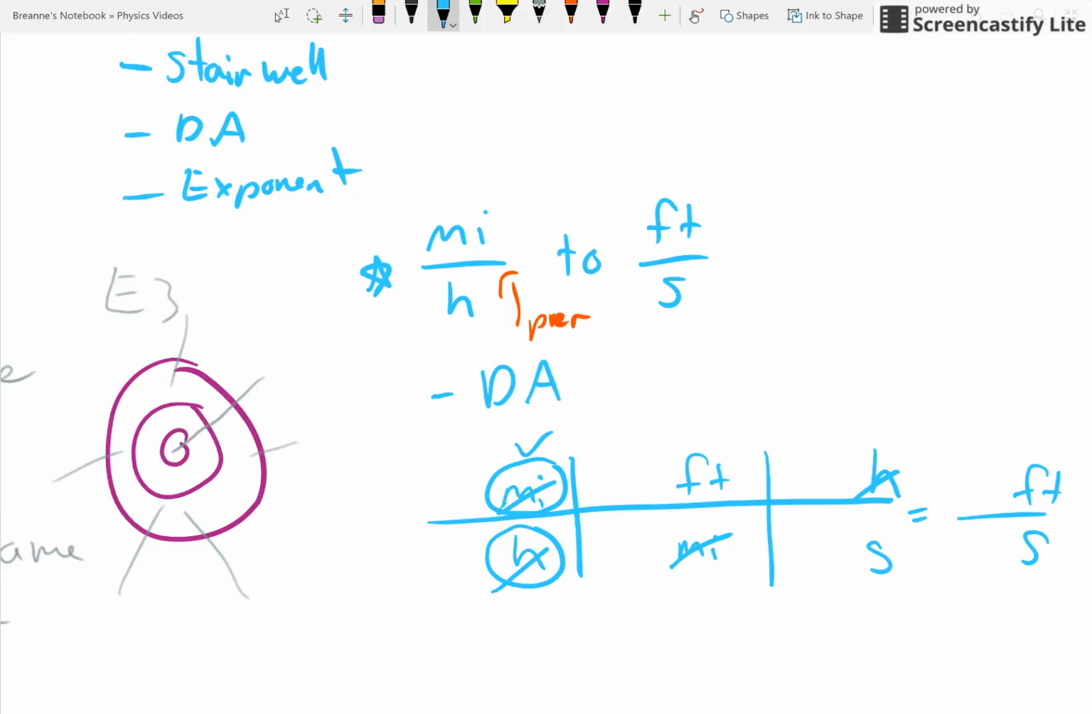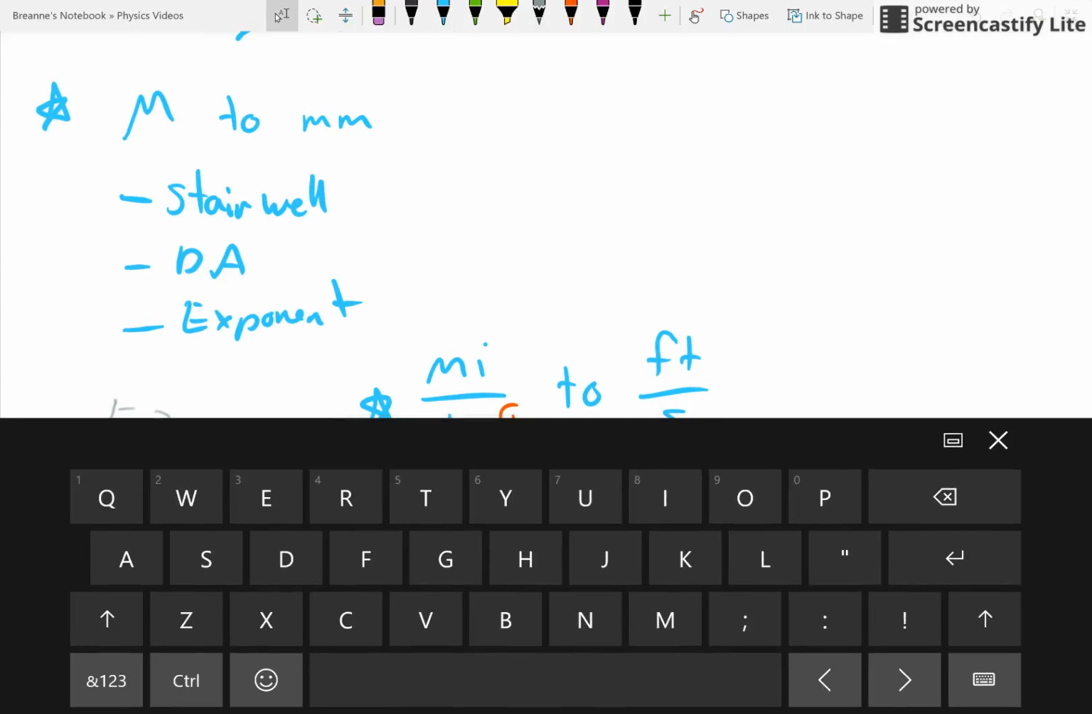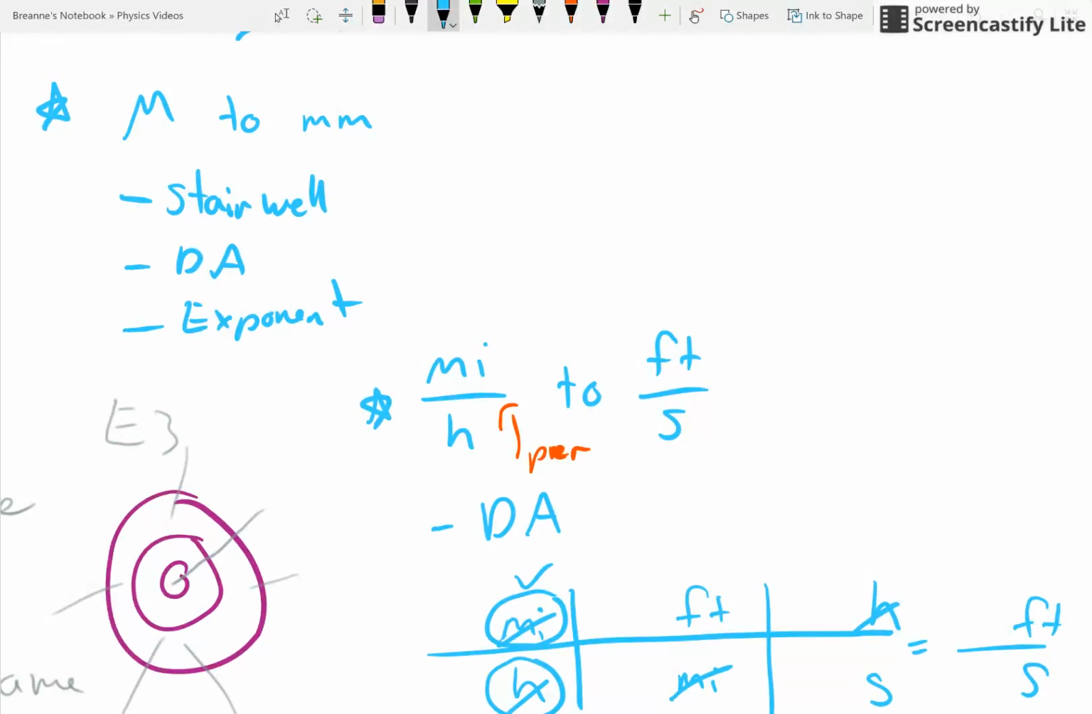So anytime you're doing a two-parter, focus on one, continue, jump back to the second one, and then you can just continue your line. Now let's jump back up here and do a couple of examples.